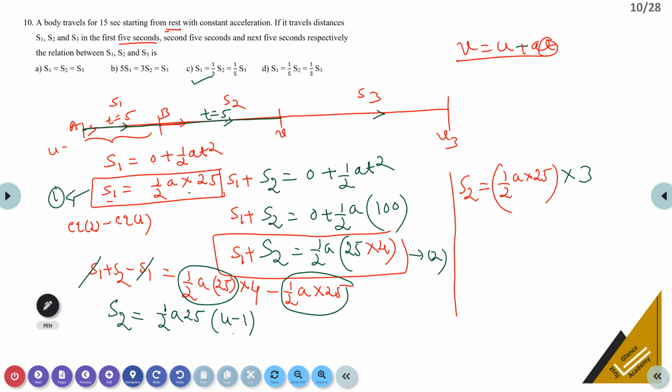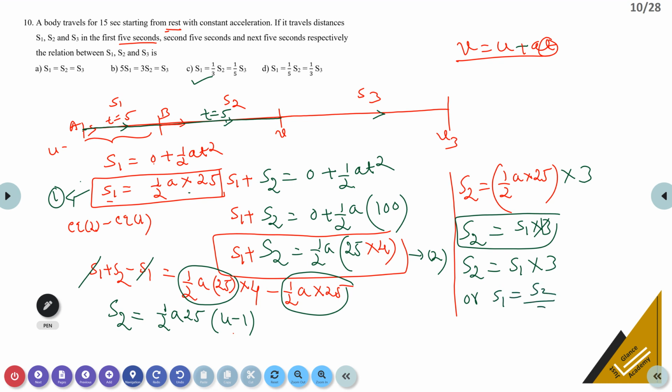Here A into 25 means, according to equation 1, S2 equals S1 into 3. Sorry, it is S2 equals S1 into 3, or I can say that S1 equals S2 by 3. See, this is a lengthy method.